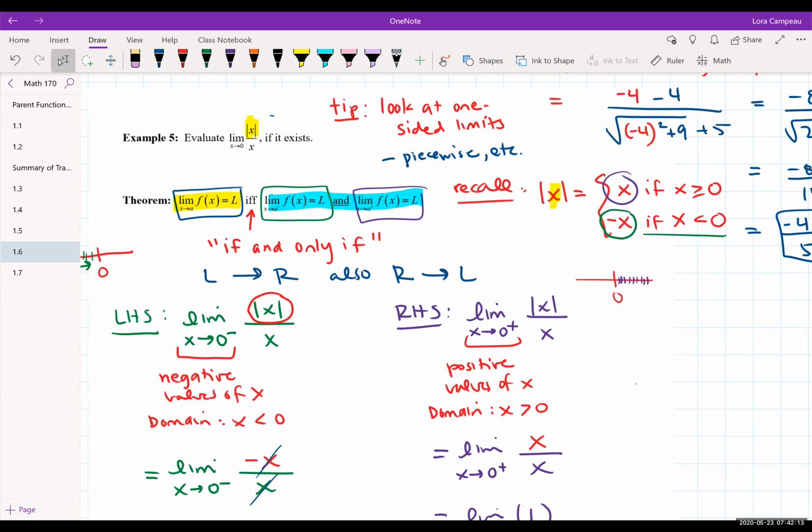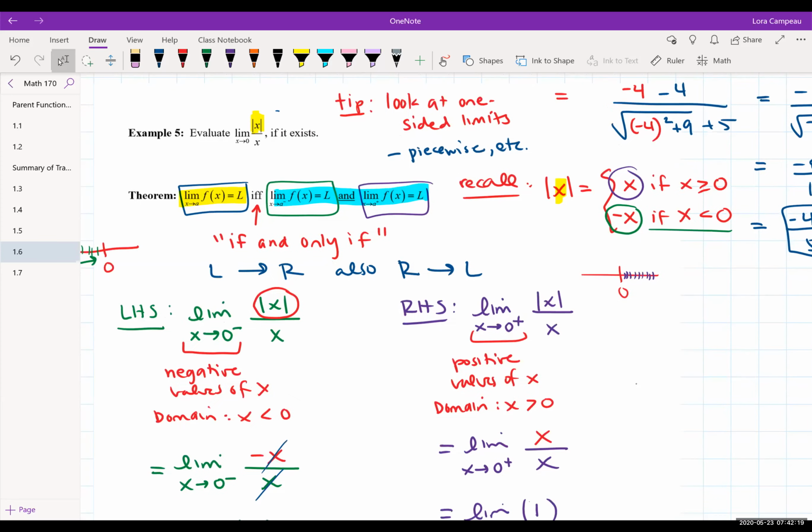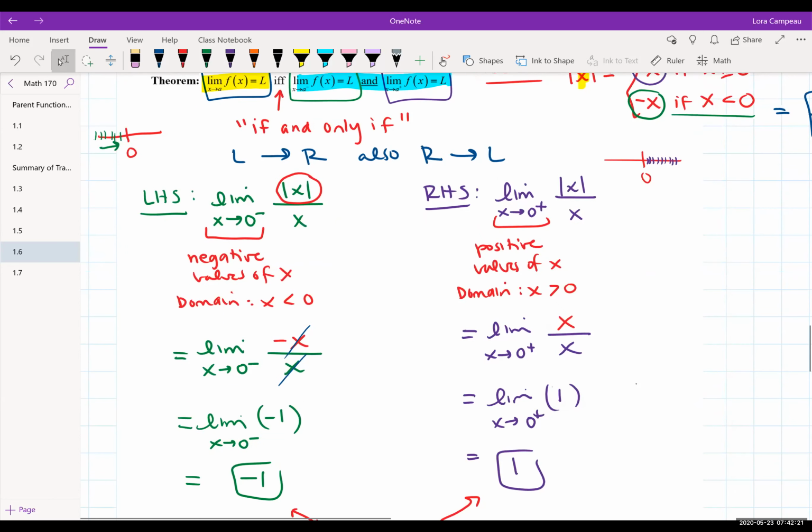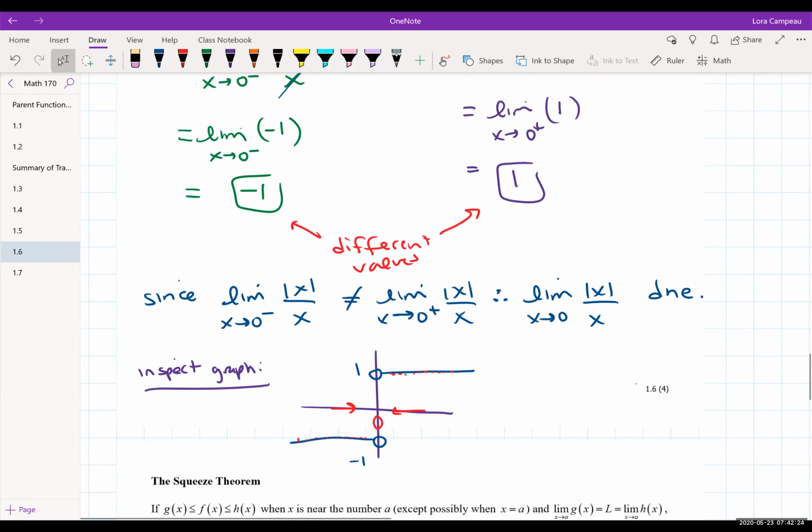And usually, a heads up: if you do see something like an absolute value or a piecewise function, splitting that up into 2 pieces, left-hand limit and right-hand limit, is going to help you out. So there's a little strategy behind this.